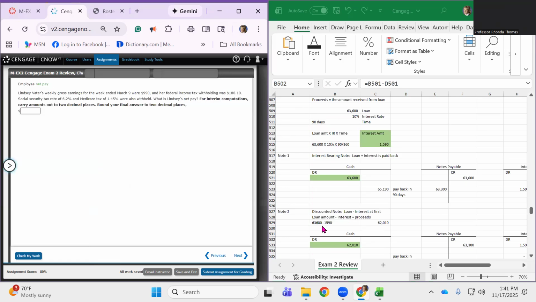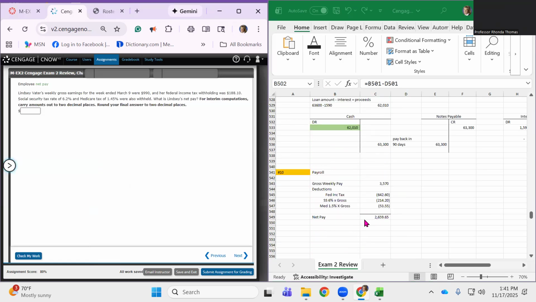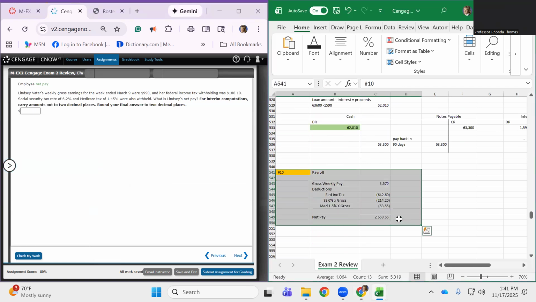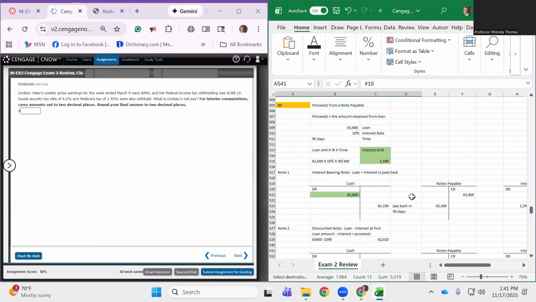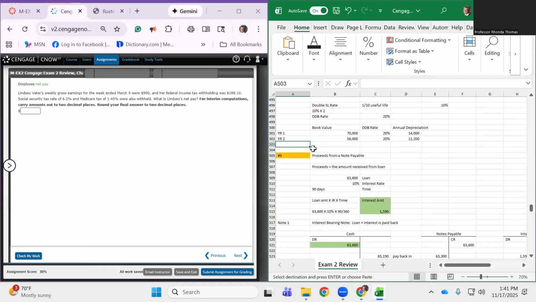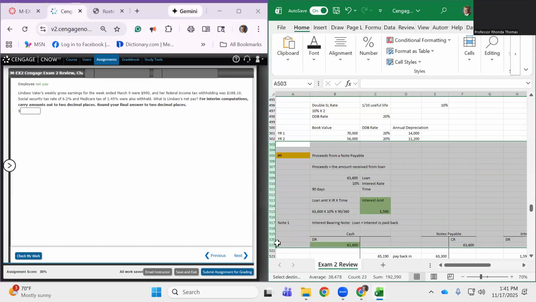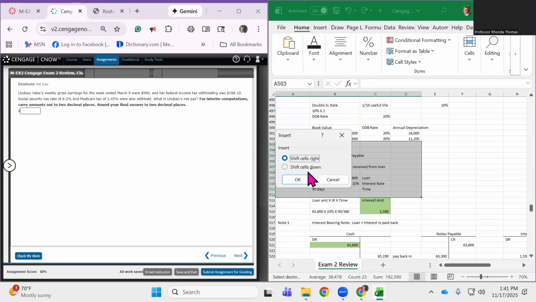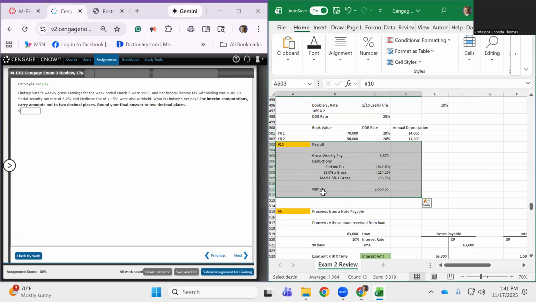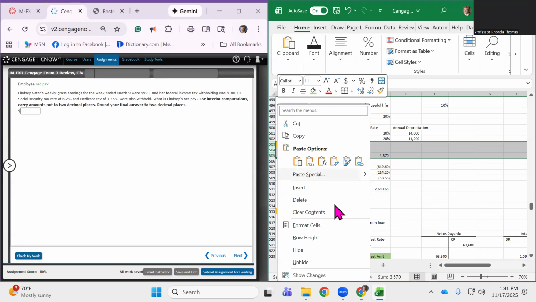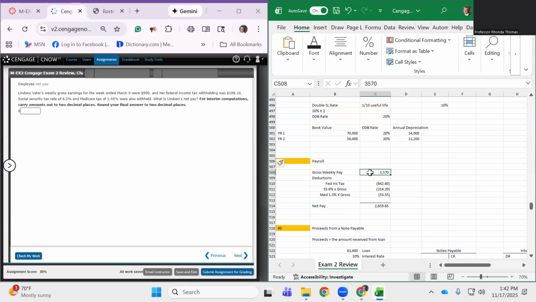Okay, last three have to do with liabilities. So the first one I want to do is the gross. So I'm going to bring this up there. Hang on a minute. The net pay. Let's figure out how to do net pay. There it is. Okay, let's put in the gross pay. So the gross earnings were $990. Okay, federal income tax withholding.